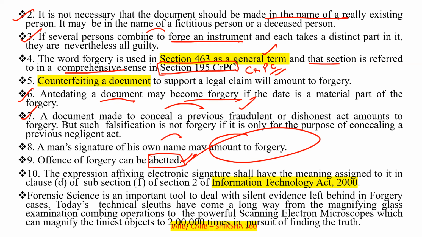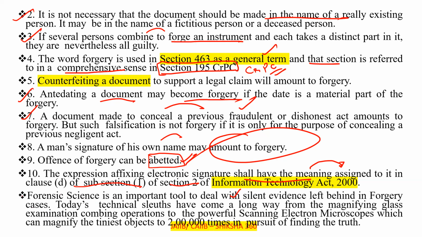Last one, that is the expression affixing electronic signature. Like we can say that at one place we are copying the sign and putting it on the other document. So the expression affixing electronic signature shall have the meaning assigned to it in clause (d) of sub-section 1 of section 2 of the Information Technology Act, 2000. Clear? Of which act? The Information Technology Act. Like copying the signature from one document to the other.